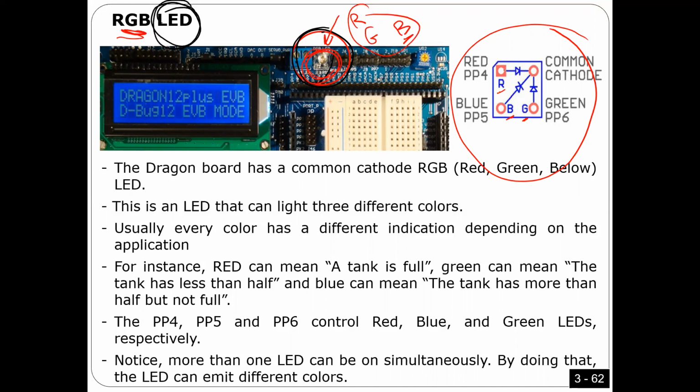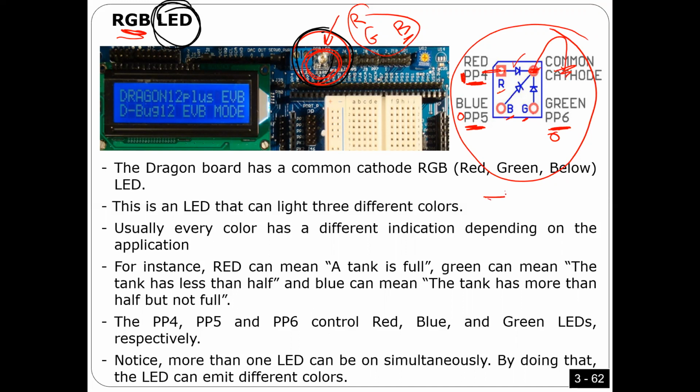This red is connected to PP4. The blue is connected to PP5. The green is connected to PP6. That means if you want to turn this LED red, on PP4 I have to put 1, very easy, and then I have to put 0 here. So if PP4 is 1, you are going to turn the red on, okay? And then 0 means off, because you see all the cathodes are connected together and they are connected to ground. Is that okay?